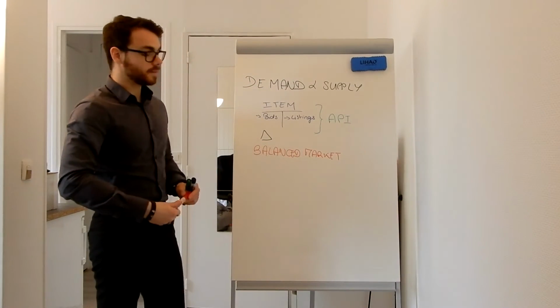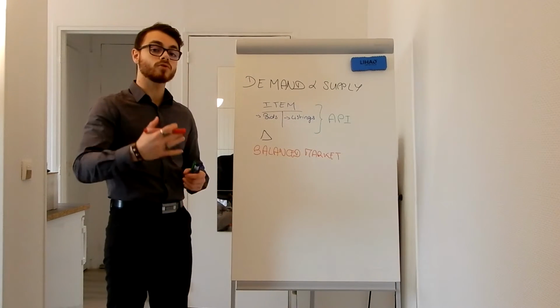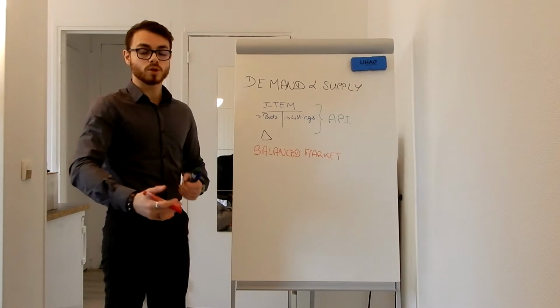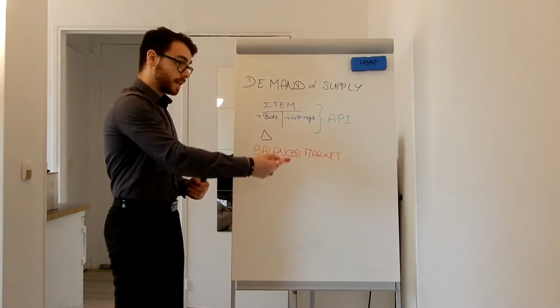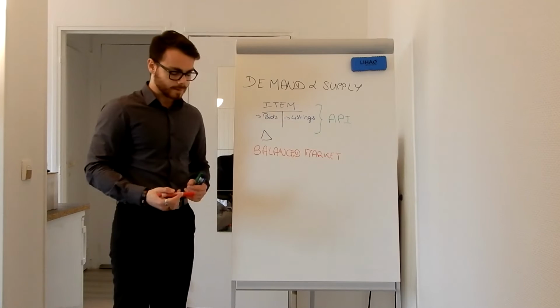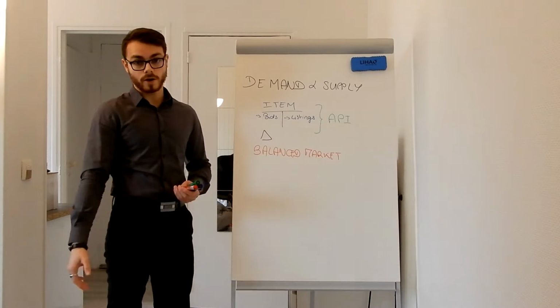A balanced market is one where the demand and the supply are about the same, and they also vary at the same speed, which means that if you try to buy an item, you're going to get them, and if you try to sell them, you're going to sell them, right? Because what you don't want to do when flipping is to be stuck with your items.